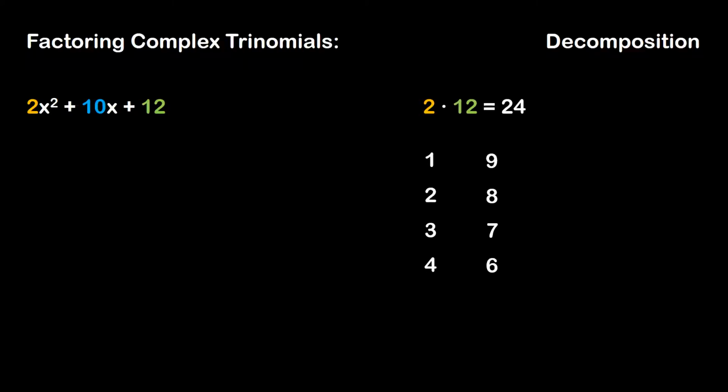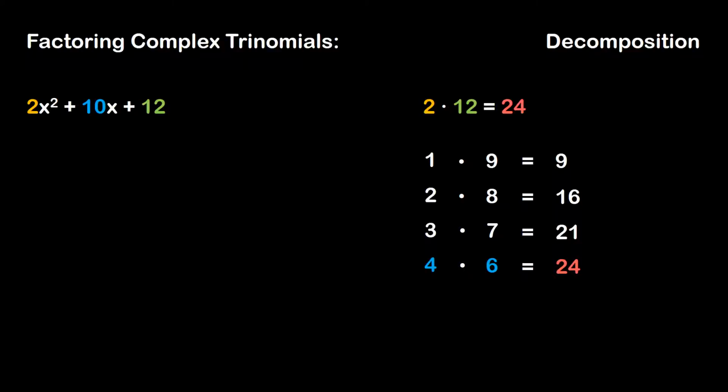What we'll do is we'll multiply each of these numbers. So 1 times 9 is equal to 9, 2 times 8 is equal to 16, 3 times 7 is equal to 21, and 4 times 6 is equal to 24. And we notice that 4 times 6 is equal to 24, which is the same number that we got from multiplying the first number of the quadratic equation by the third number. And that gave us 2 times 12, or 24. So that is the set of numbers that we want.